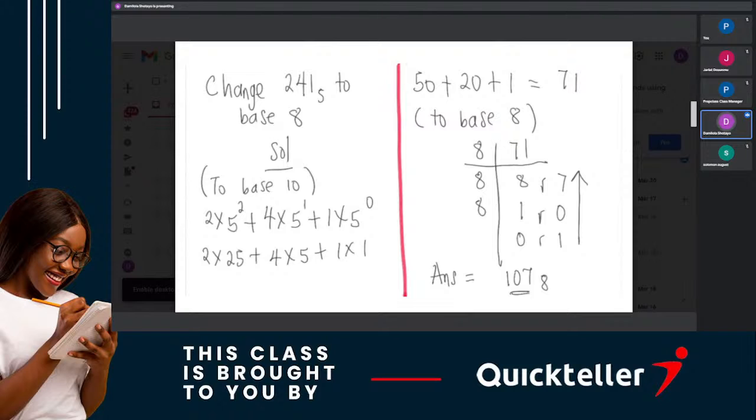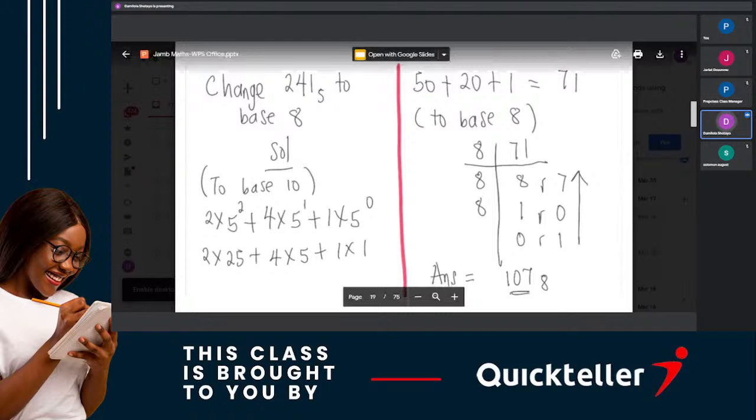Now, you mustn't stop at 1. 8 divided into 1 is 0, because 8 can't divide 1. The remainder is that same 1. Copy this 1 here, because this is not possible. 8 in 1 is 0, that's nothing, remainder, copy the 1 there. So my answer from down to up is 107.